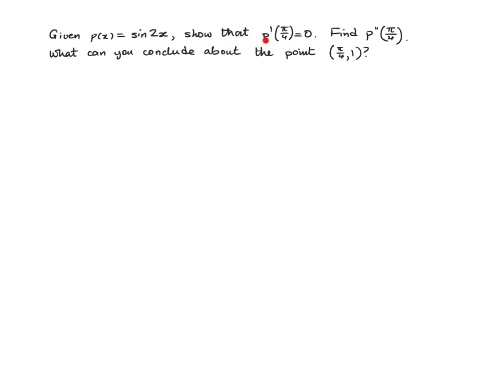So let's first address the p prime of pi over 4 equals 0. First we take the derivative of p of x, noticing that it's a chain rule problem, so box around the 2x. The derivative of sine of box is cosine of box, and then we multiply by the derivative of the box, which is 2. So ultimately, p prime of x is 2 cosine 2x.